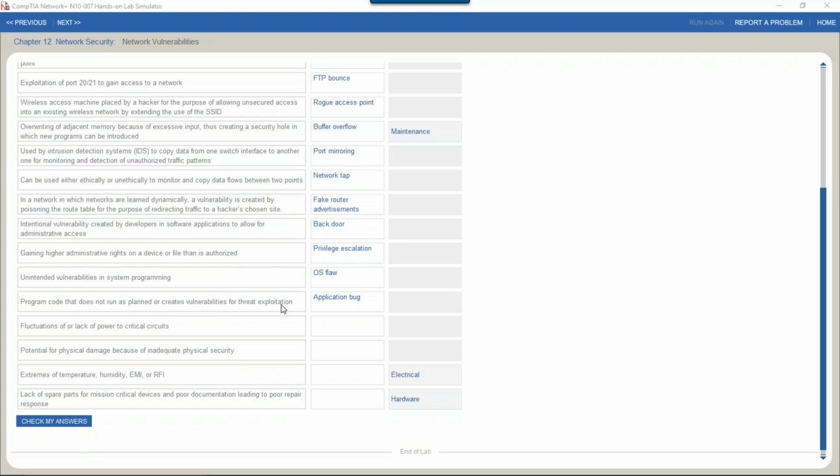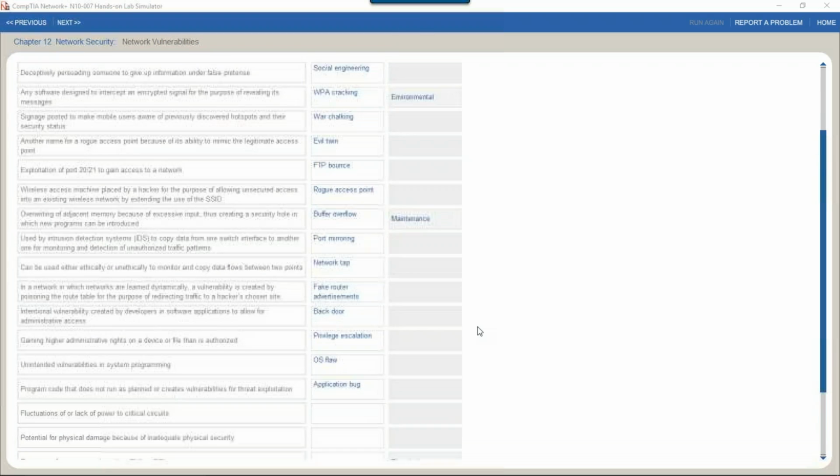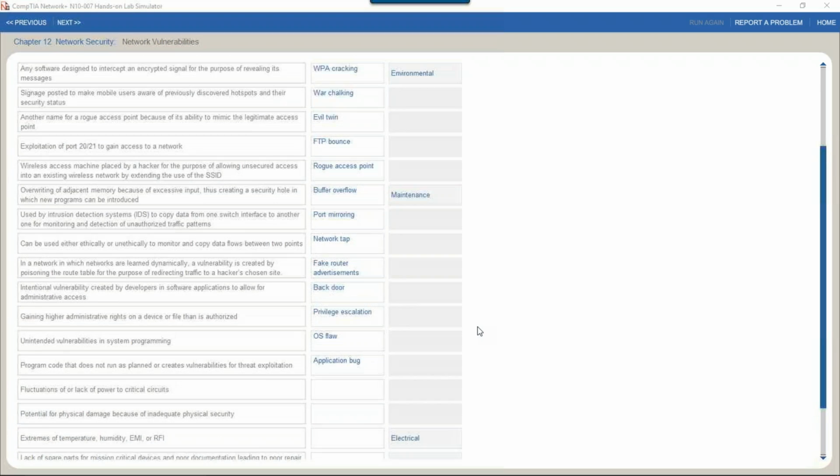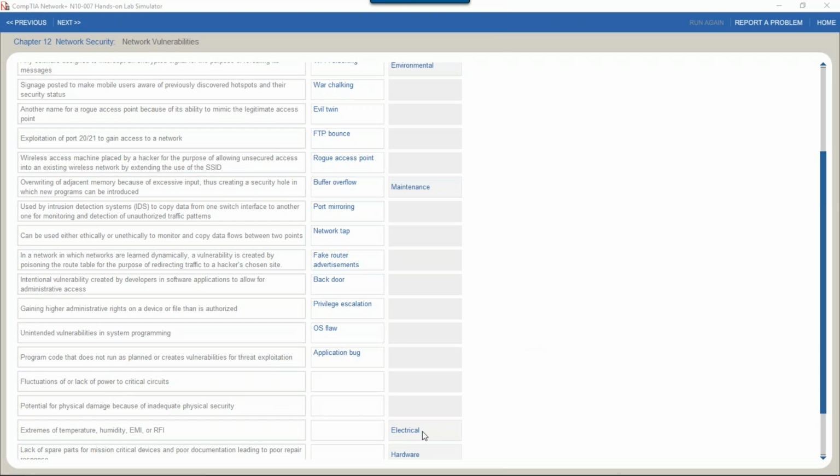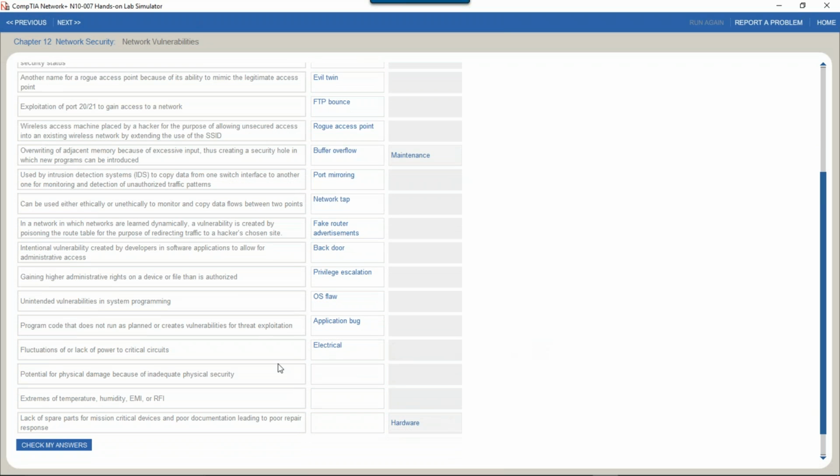Okay. So last three, or actually last four. Fluctuations or lack of power to critical circuits. What type of problem is that going to be? To me, the keyword here is going to be power. Power and circuits. So I'm going to go with electrical on this one.